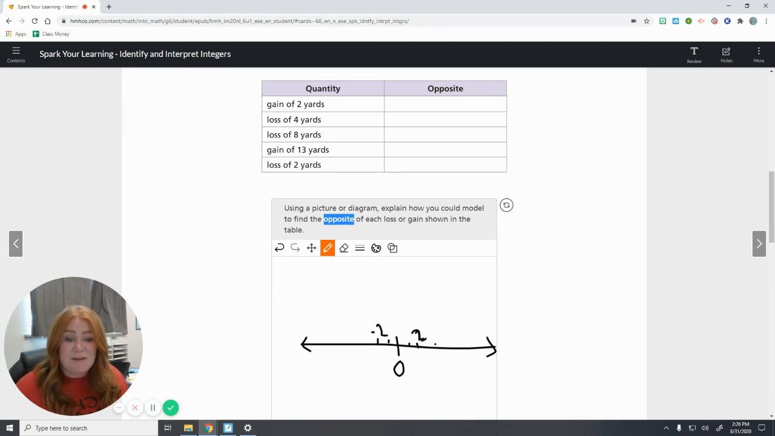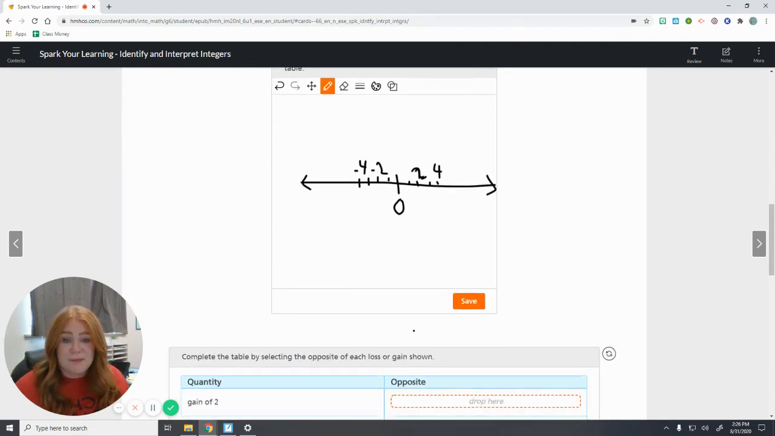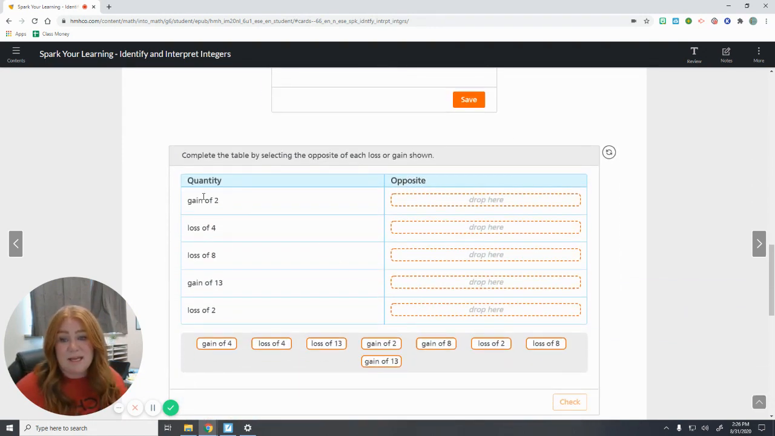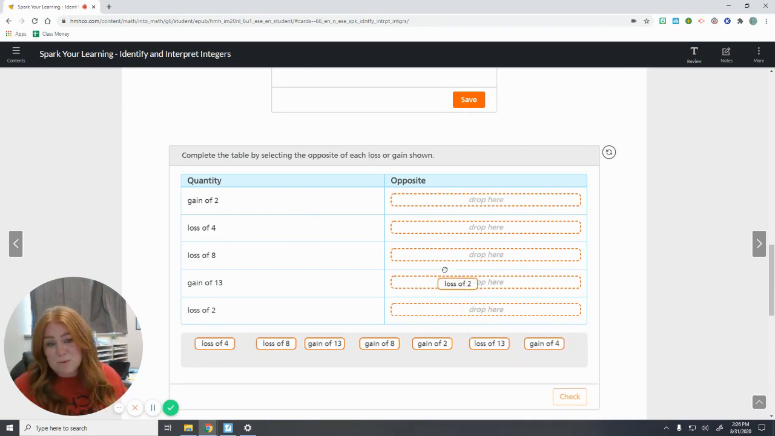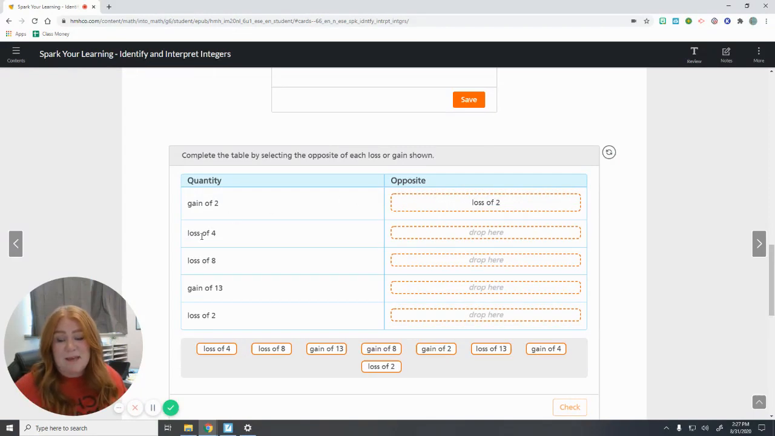For each of those, I'm going to do the same thing. I know if I'm doing 4, 1, 2, 3, 4, to do the opposite, I would have to lose 1, 2, 3, 4. So I'm thinking that a positive and a negative are going to be opposites of each other. Then down here, I can think the opposite of gaining 2 is going to be to lose 2. And if I'm losing 4, the opposite of that would be to gain 4.